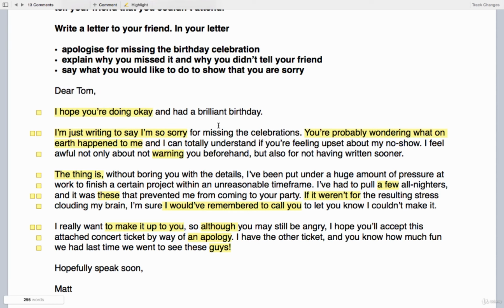I'm just writing to say I'm so sorry for missing the celebrations. Now what can we see happening here? So here, and you'll be able to see this in lecture 11, vocabulary for informal letters, we are instantly using very informal language. You can see this in both the grammar and the vocabulary with the contraction of I am to I'm, and also adding the word just here, which we often do when we're in an informal setting. So you can see this informal language being used.